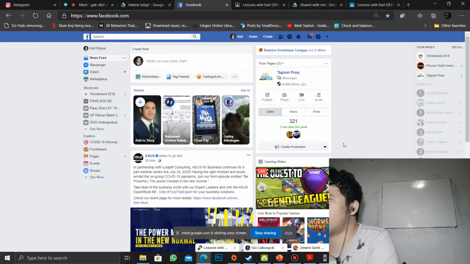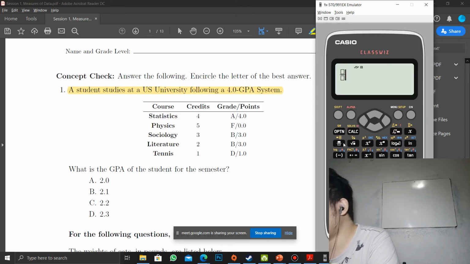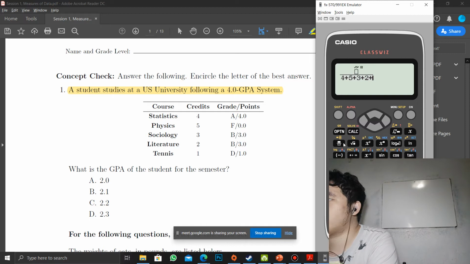Okay, sige. Let's try. Multiple choice pala ang binigay ko sa inyo sa statistics kasi mas madali siyang gawin pag multiple choices. Let's see yung acrylic cue on how to do it. 4 plus 5, di ba yung sa ilalim is yung sum ng credits, parang sa GWA lang. Plus 3, plus 2, plus 1. Yung sa taas is 4 points times 4 plus 0 points times 5 plus 3 times 3 plus 2 times 3, 1 times 1.